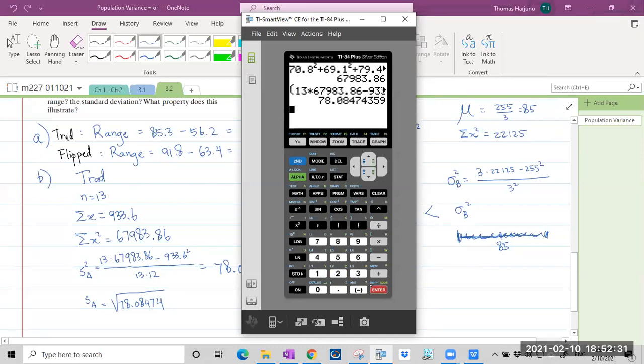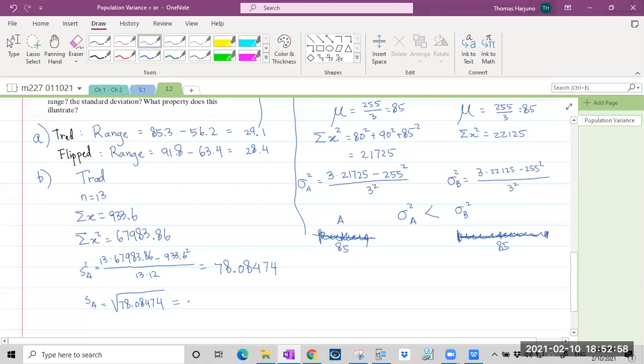Okay, so 78.08474, to 3 decimal places, right? Now I will take the square root of that answer. The answer that I use here is always the answer from the previous one. That's 8.83656.